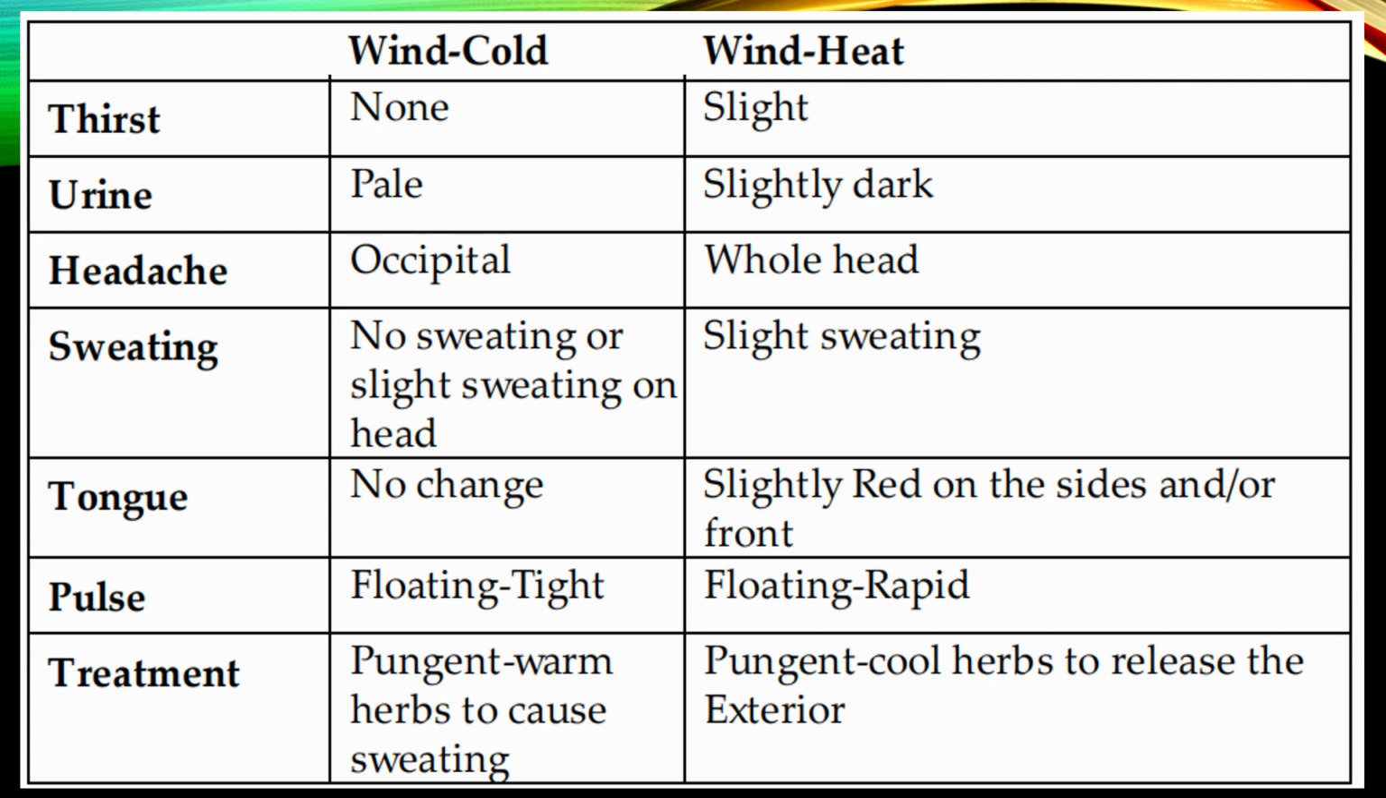No change in the tongue for wind cold, slightly red on the sides and/or front in wind heat. The pulse is floating tight in wind cold, while floating rapid in wind heat. Treatment: for wind cold, we use pungent warm herbs to cause sweating, and in wind heat, pungent cool herbs to release the exterior.